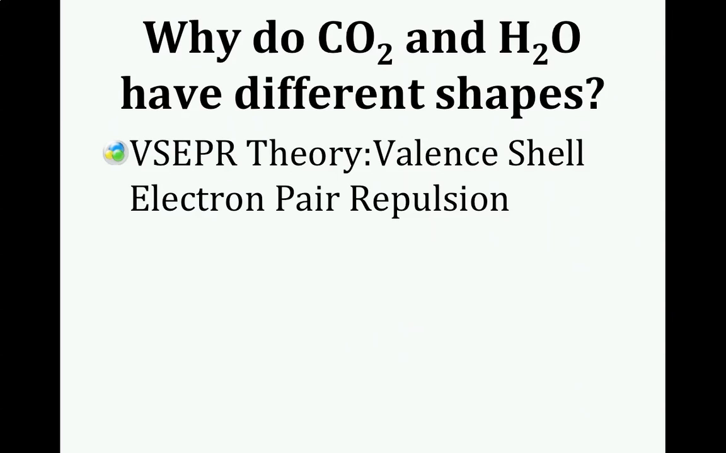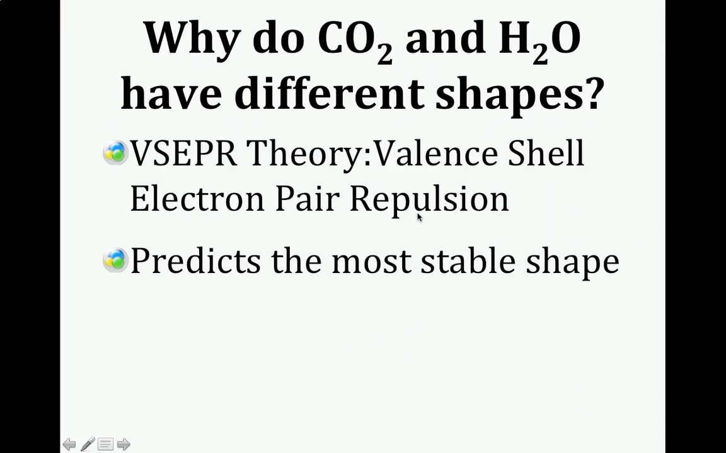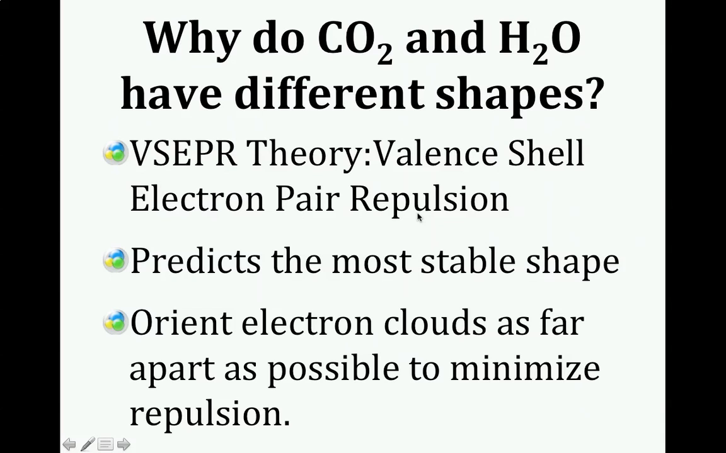In general, what that means is that around my central atom, I have electron pairs, and they are going to repel each other as far apart as possible. It predicts the most stable shape, and it orients electron clouds as far apart as possible to minimize repulsions.